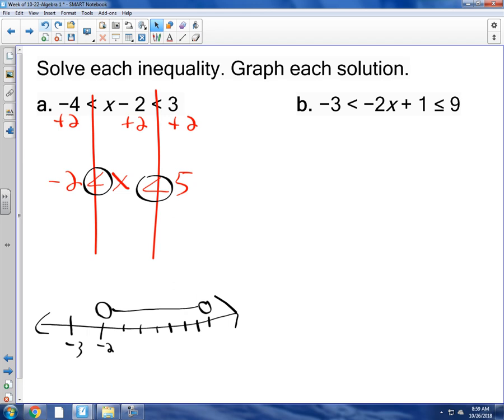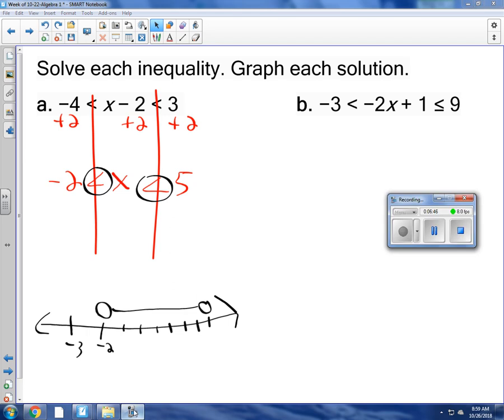So what I want you to do is pause the video and try B. I want to remind you of a rule. If you happen to divide by a negative on B, what do you have to do to the inequality symbol? Exactly. You must flip the inequality symbol. So pause the video and try B.